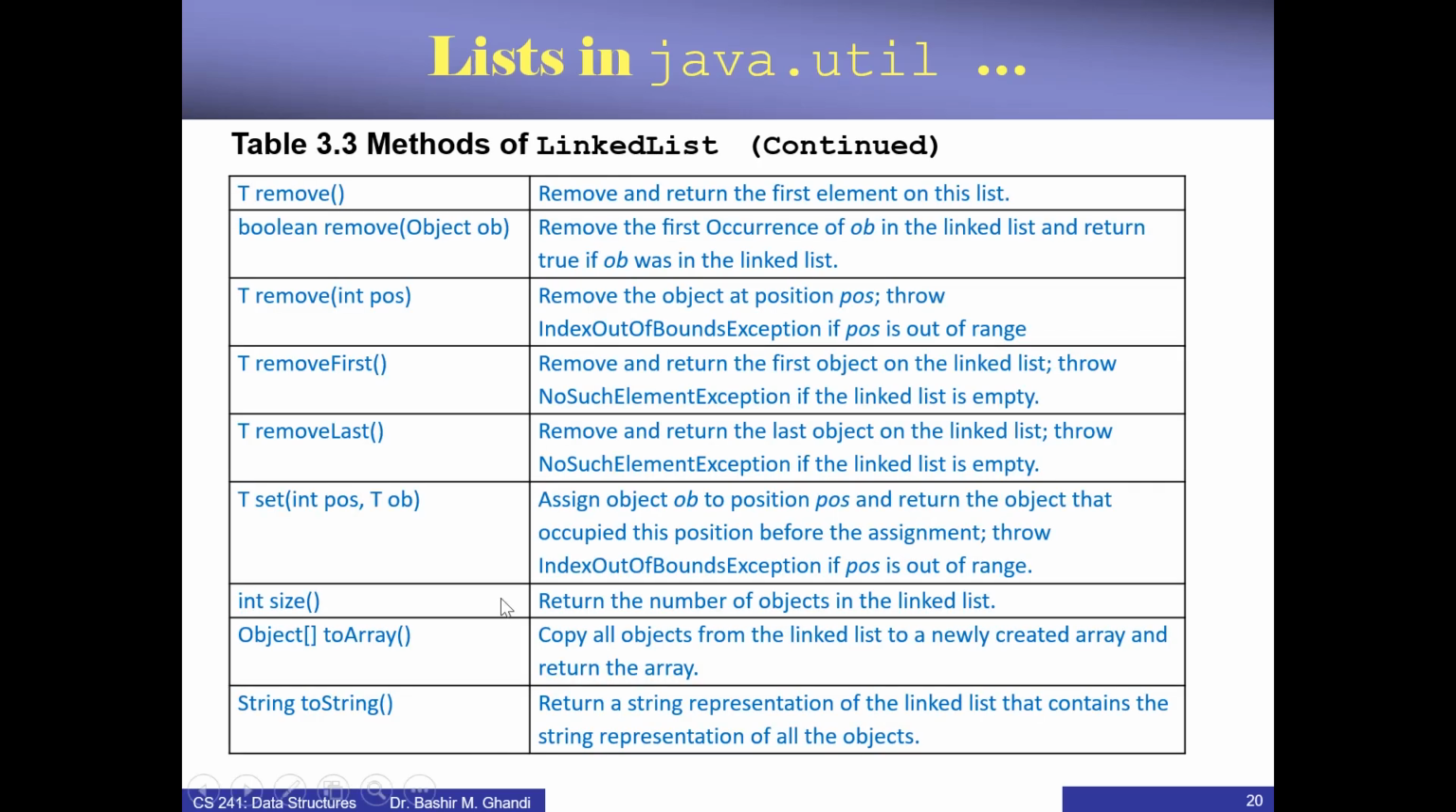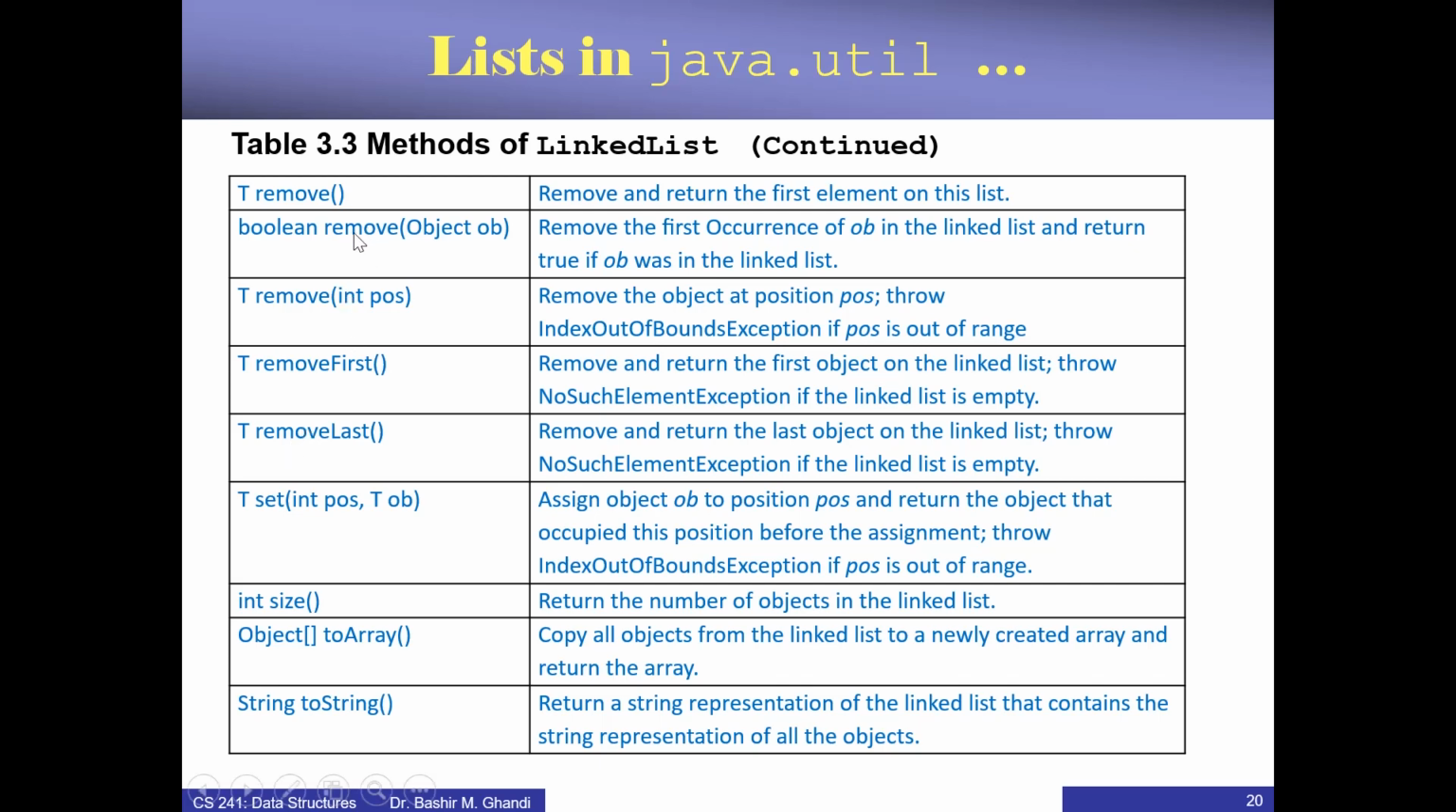Okay, what about the deletion methods? So like the add, there are several deletion methods. There is remove, which has no parameter. There is a remove with an object. There is a remove with an index. And then there is remove first and remove last. As you will guess, these last two are the ones equivalent to our delete from head and delete from tail.